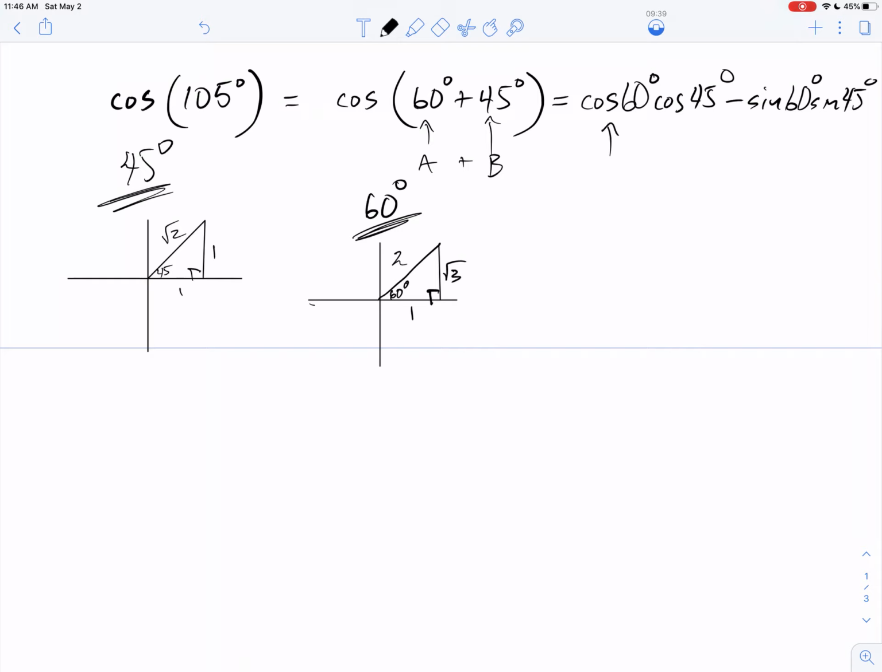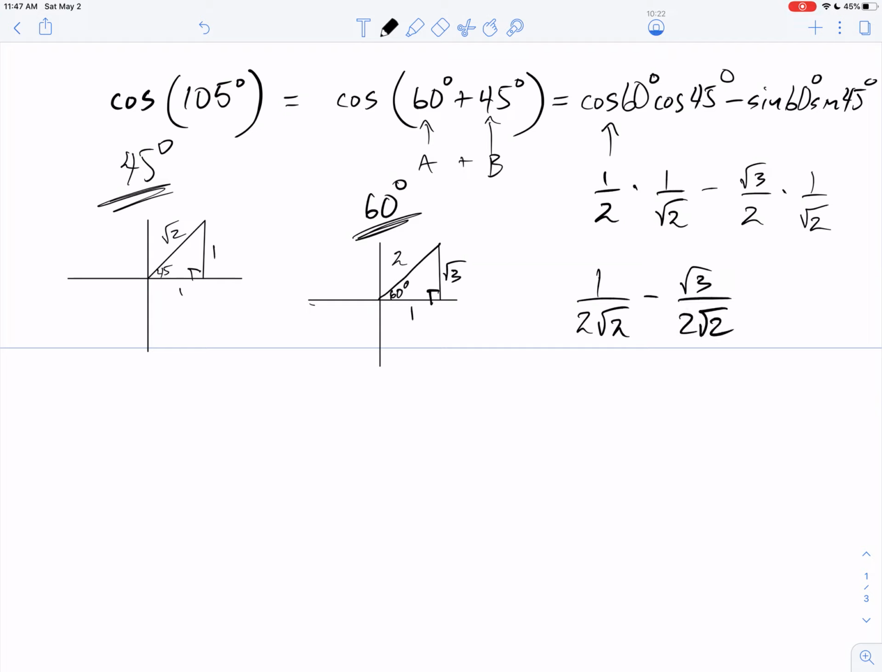So what's the cosine of 60? Go look at your triangle. It would be 1 over 2. What's the cosine of 45? Well, it's 1 over rad 2. Don't worry about the rad in the bottom. We'll get it done later. Minus, what's the sine of 60? The sine of 60 would be rad 3 over 2. What is the sine of 45? The sine of 45 would be 1 over rad 2. And just like I promised you last time, you're going to see the same type of numbers all over the place in different configurations here.